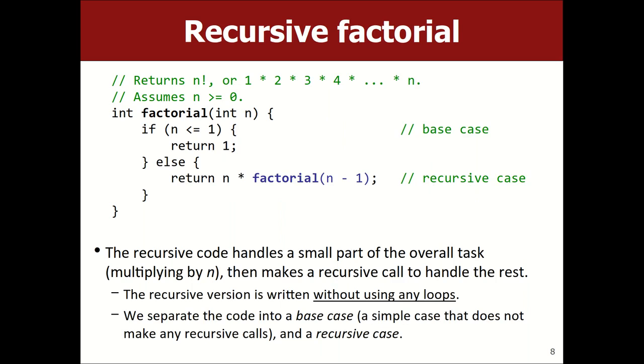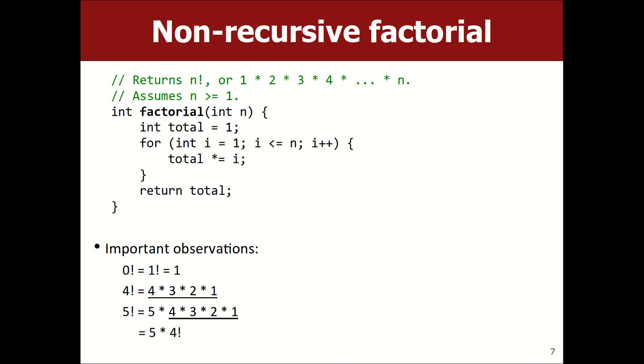A lot of recursion books and examples start with the idea of computing a factorial, which is just the product of the integers from 1 to n. This is not recursive. This is a for loop. I start with 1, and I multiply by each int I up through n. That's n factorial, for non-negative numbers. That's not very interesting.